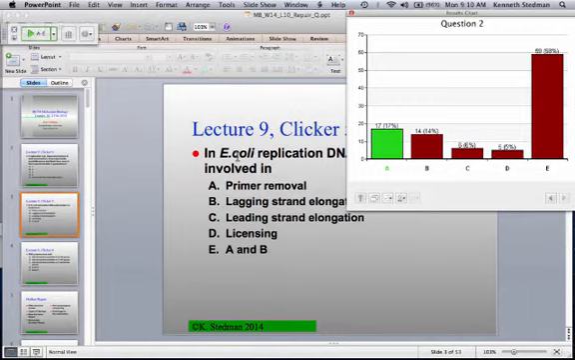And so for that reason, E is correct. Leading strand is only DNA polymerase III. And licensing, it has absolutely nothing to do with.